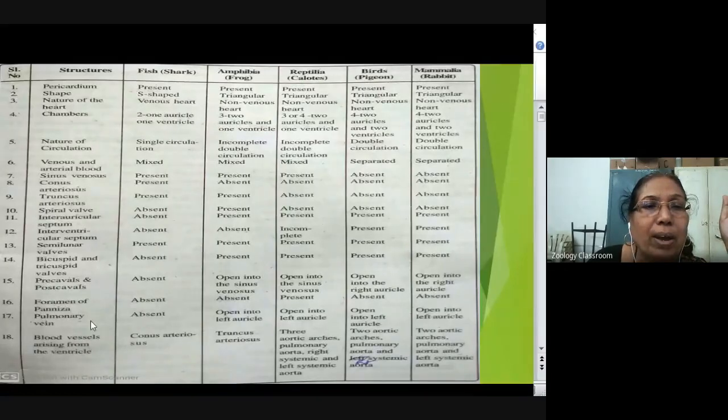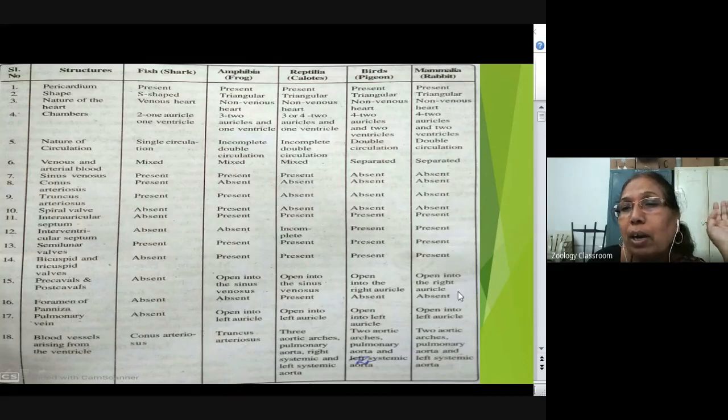Then pulmonary vein is absent in fish. In amphibia, pulmonary circulation starts, so it opens into the left auricle. Then in reptiles, it opens into the left auricle. Then in birds, four pulmonary veins are present, and these open into the left auricle. In mammal, two pulmonary veins open into the left auricle.